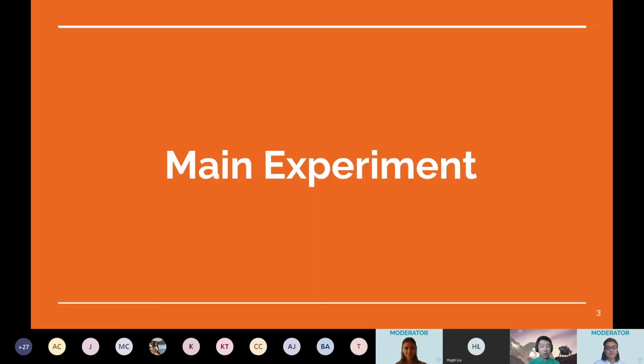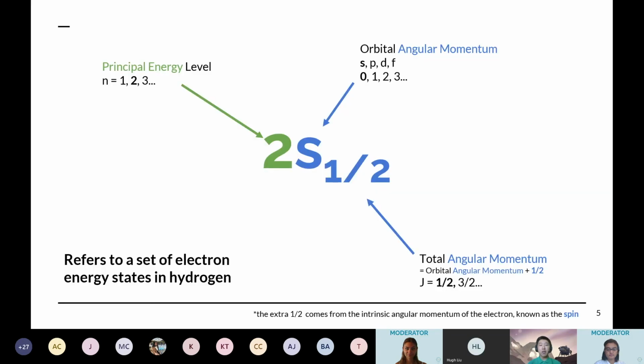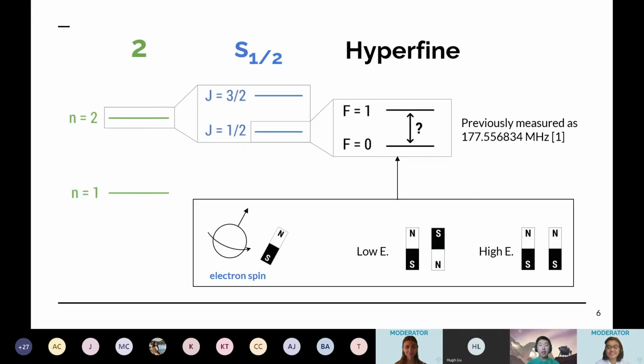Okay, so in one sentence, the experiment aims to measure the 2s1/2 hyperfine interval in hydrogen. All right, what does this even mean? You came here for AI, not a physics talk. Here, I'll break it down. 2s1/2 refers to a set of electron energy states inside hydrogen, principally referring to the energy level n as well as the angular momentum j of the electron. And hyperfine means there's a third, finer energy division, basically related to the alignment of the spin of the electron with the spin of the nucleus.